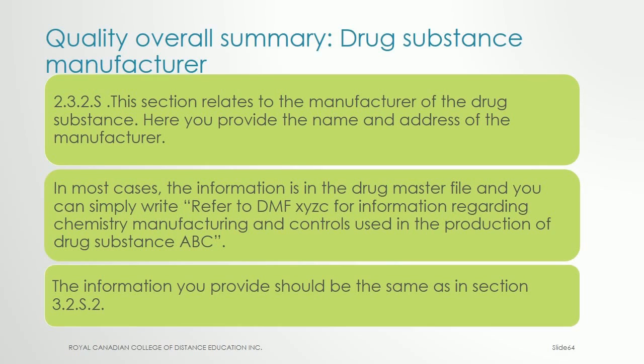This section relates to the manufacturer of the drug substance. You provide the name and address of the manufacturer. In most cases, the information is in the drug master file, and you can simply refer to the DMF for information regarding chemistry, manufacturing and controls used in the production of drug substance ABC. The information you provide should be the same as in Module 3.